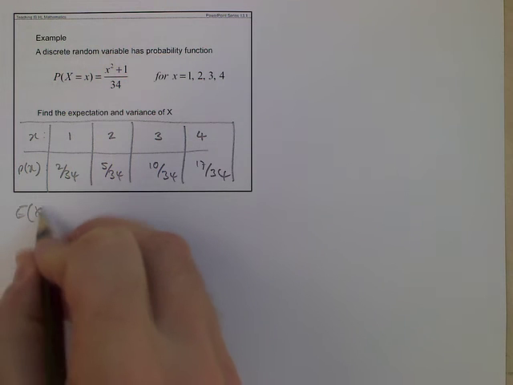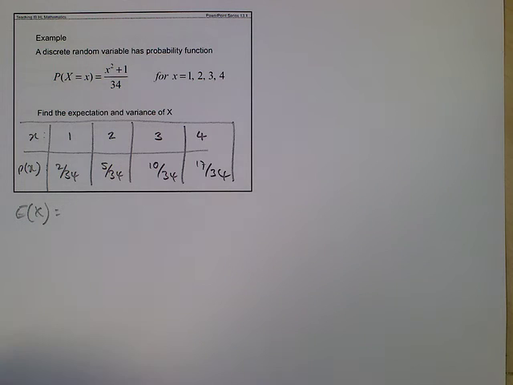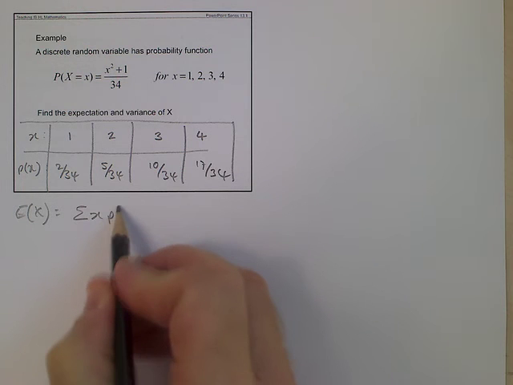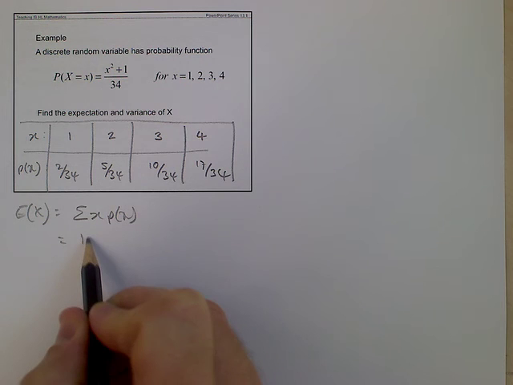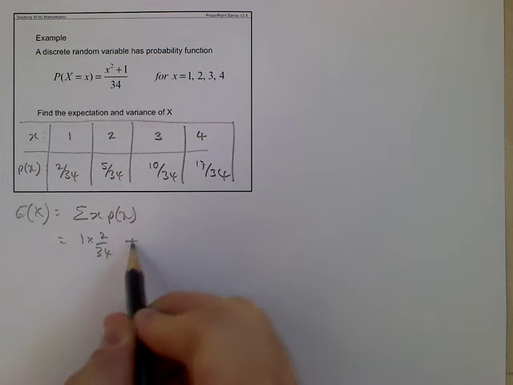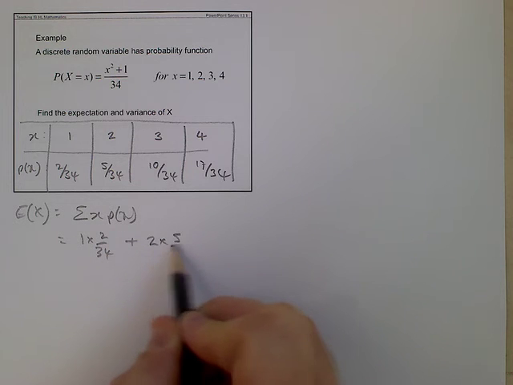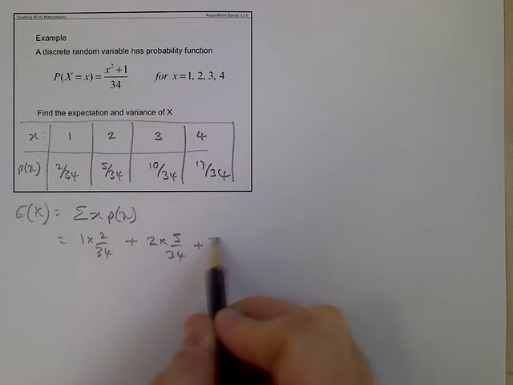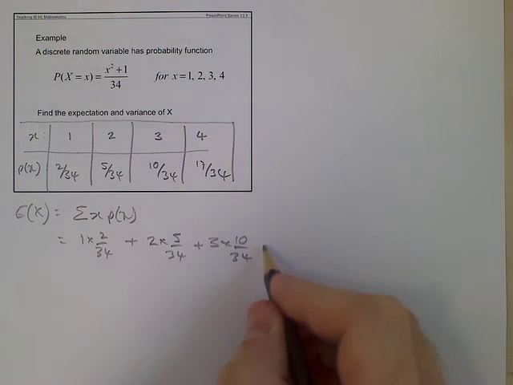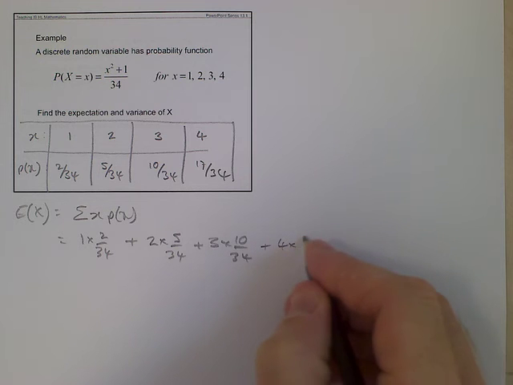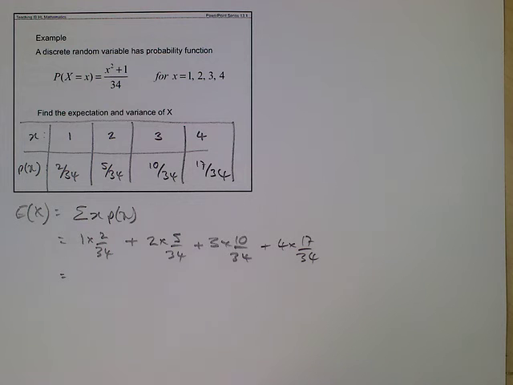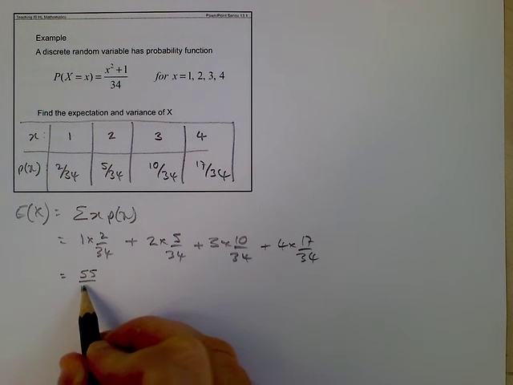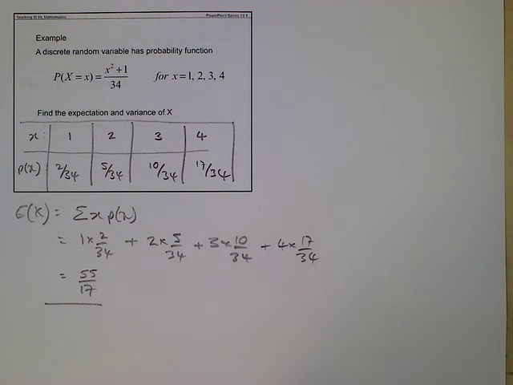First of all, E of x is going to be the sum of x times the probability of x. So it's a case of working this through. So 1 times 2/34 plus 2 times 5/34 plus 3 times 10/34 plus 4 times 17/34. And working that out, I'll leave you to do the calculations there. I think that comes out to be 55/17. I'll leave you to check that.